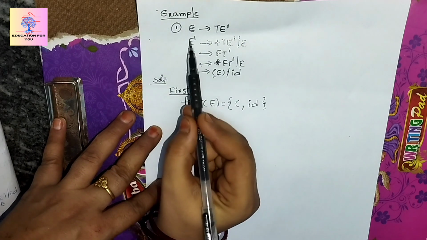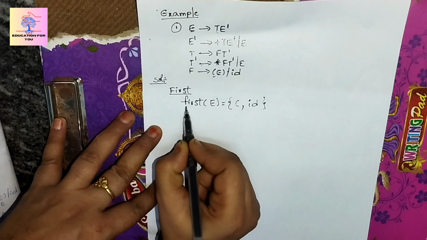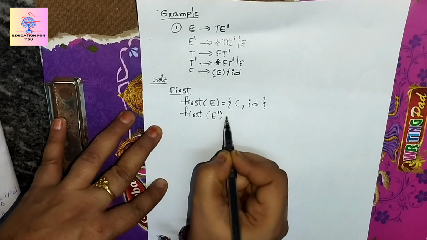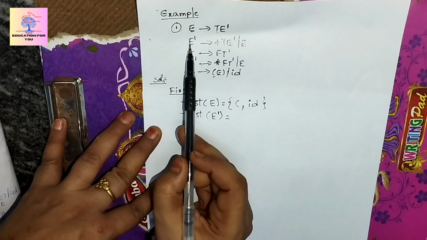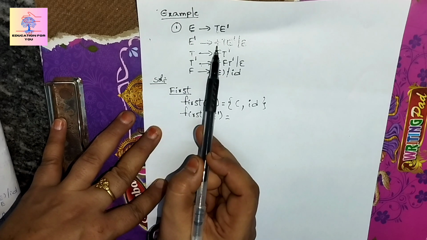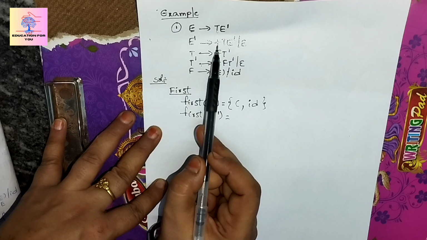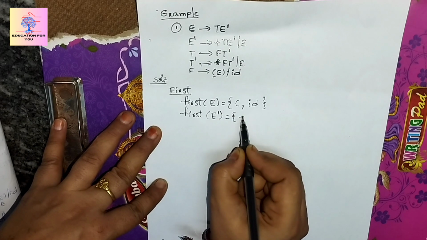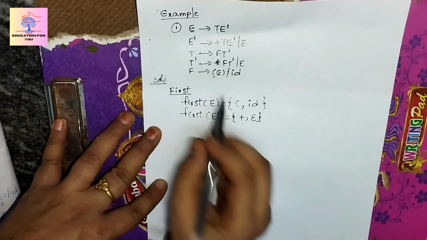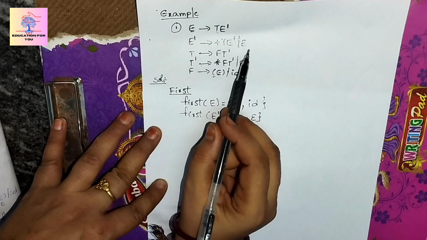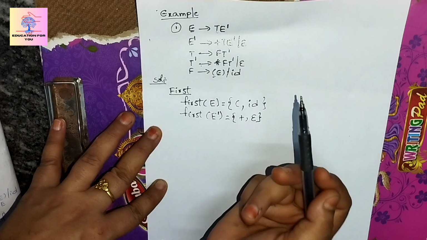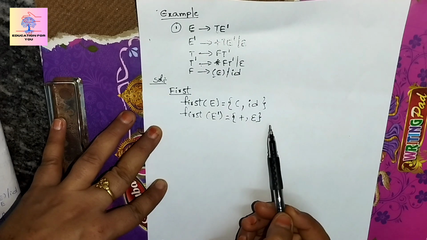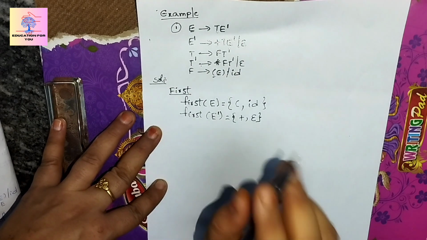Now E is over. Now we have to calculate first of E dash. What is there here? Plus is there, and epsilon is there. So first of E dash can become plus comma epsilon, because plus is the terminal, right? Epsilon is also nothing, E dash is producing nothing. So plus comma epsilon. E dash is also over.